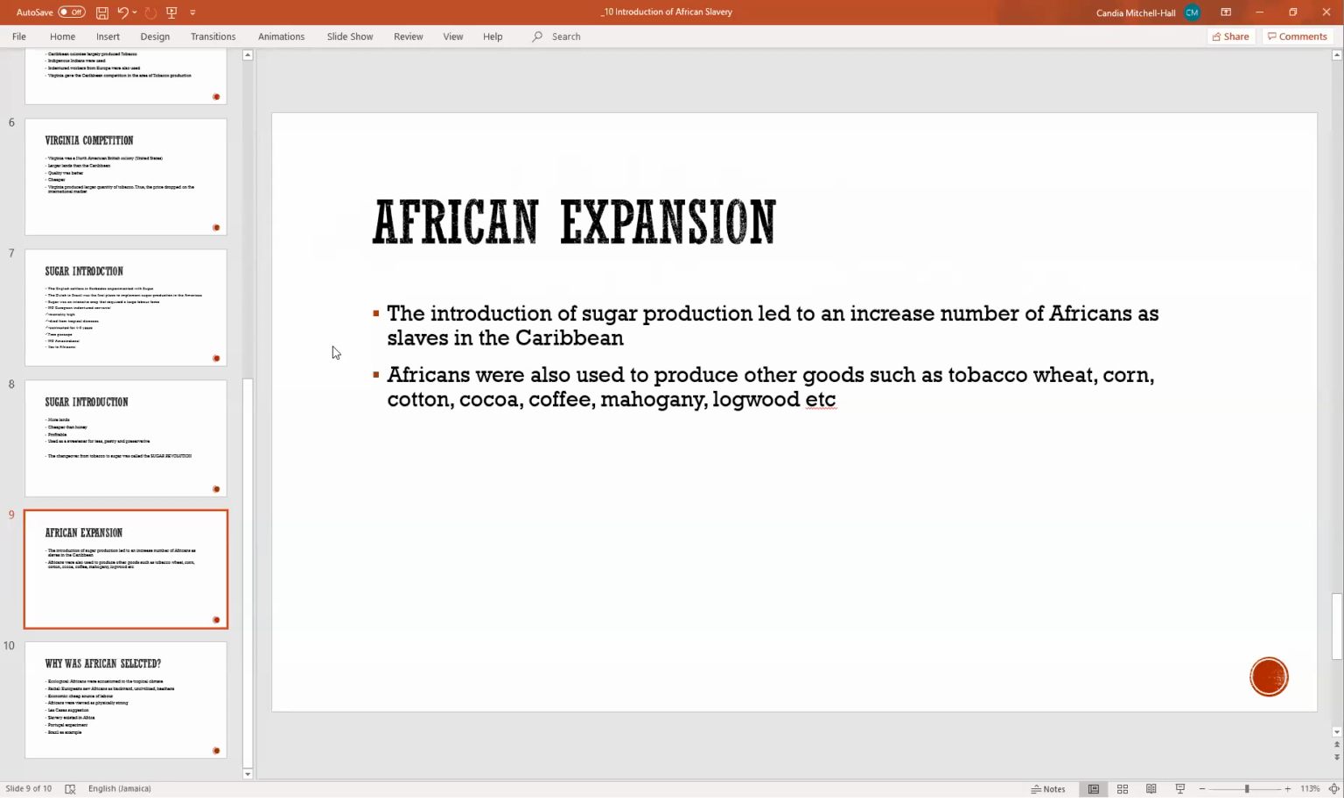Africans are not only going to be used for sugar, but they are going to be used for tobacco in North America, wheat in North America, corn in North America, but also cotton, cocoa, coffee, mahogany, and logwood. So these are some of the areas that they are going to use Africans for. In fact, they are going to export over 15 million Africans from Africa to the Americas to work on sugar and other production.